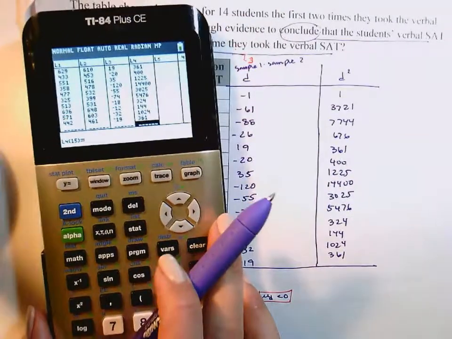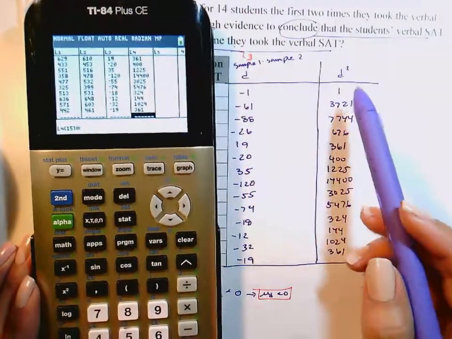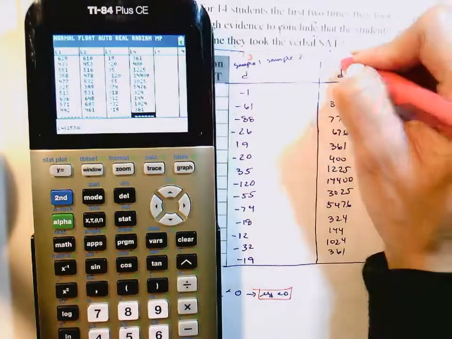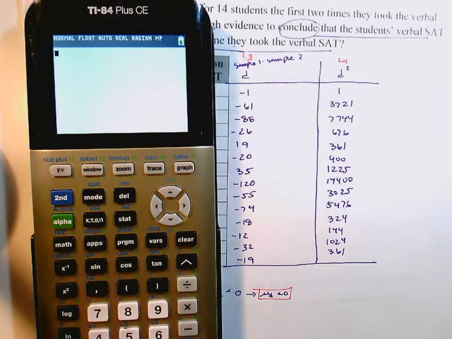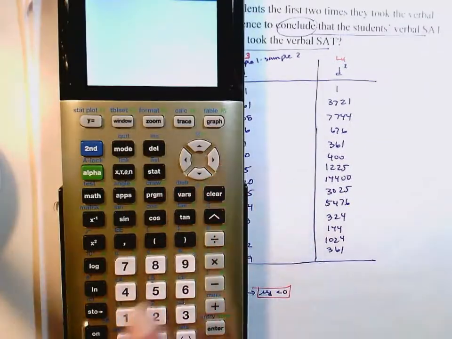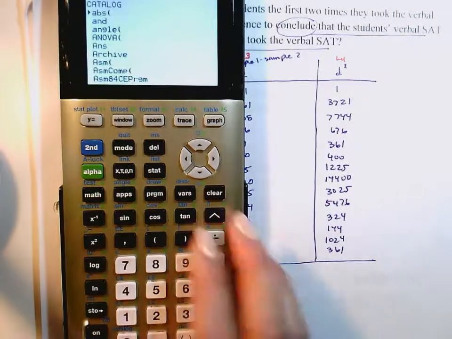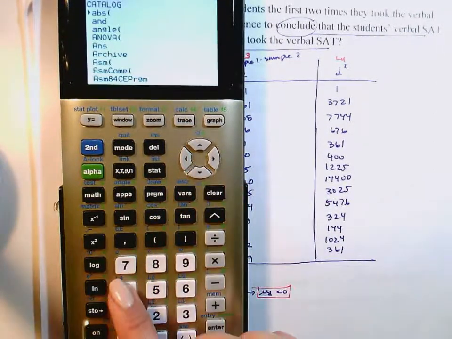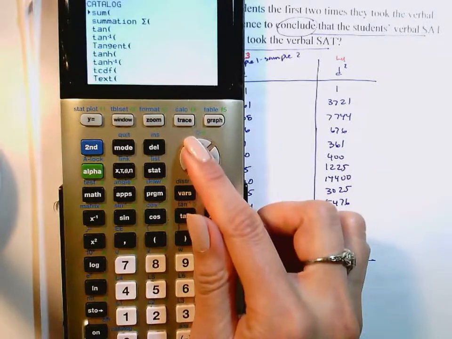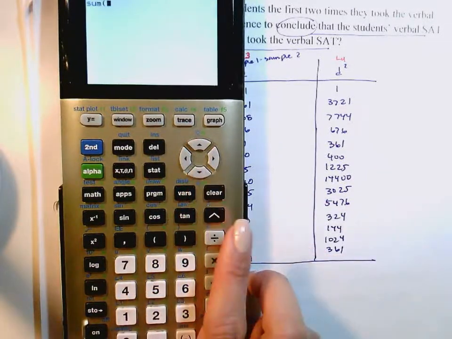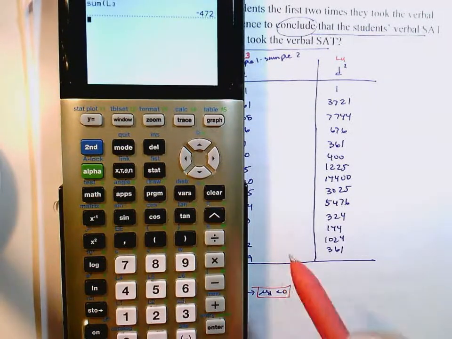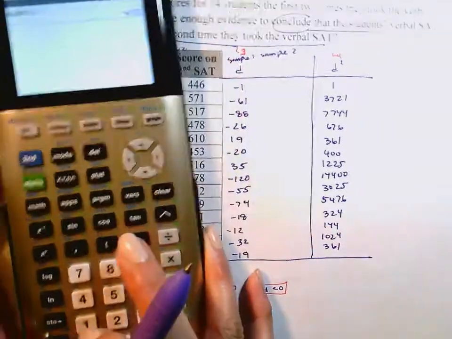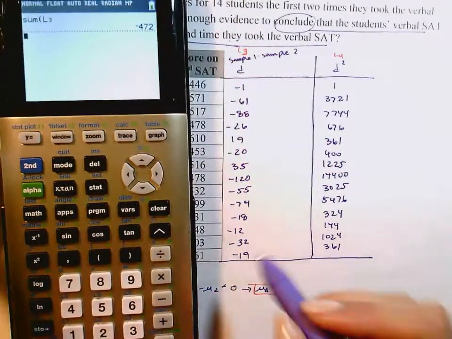The D column was under L3 and the D squared column was under L4. So let's go to second, go to quit. That means we're going to go to the home screen, go to second, go to catalog. The catalog is on the 0, and then go down to the sum. So go to the T and go up to the sum, or go to the S and go down to the sum. And we're going to take the sum of the L3 column, so second L3, and that gives me negative 472. So the sum of the D, the sum of the differences, is equal to negative 472.